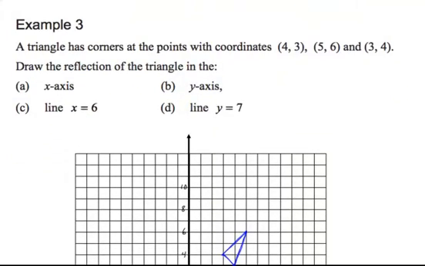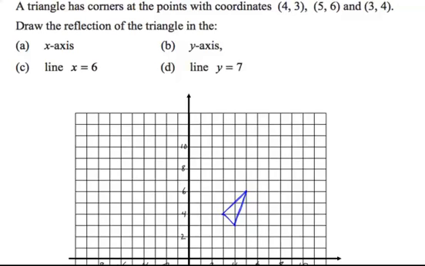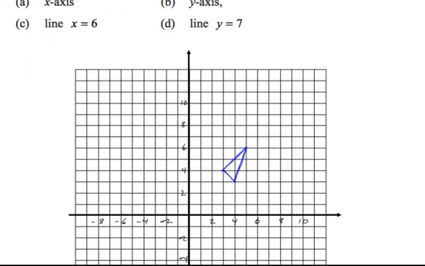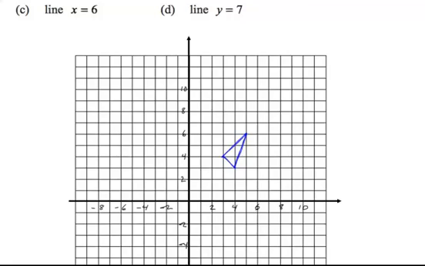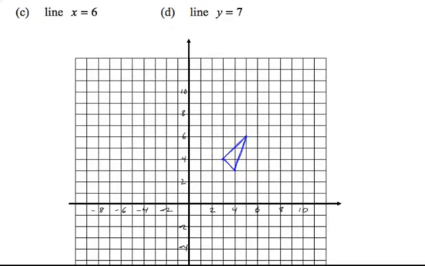Example 3. A triangle has corners at the points with coordinates (4, 3), (5, 6), and (3, 4). Draw the reflection of the triangle in, and we have 4 different reflections, 4 different mirror lines that we want to look at. So I've already drawn in the triangle. Here it is. Okay, so to do part A, we're going to look at a reflection in the x-axis. Okay, so to do this, I want to put in the x-axis. It's already here, but I want to highlight the x-axis. The x-axis is this one, of course.